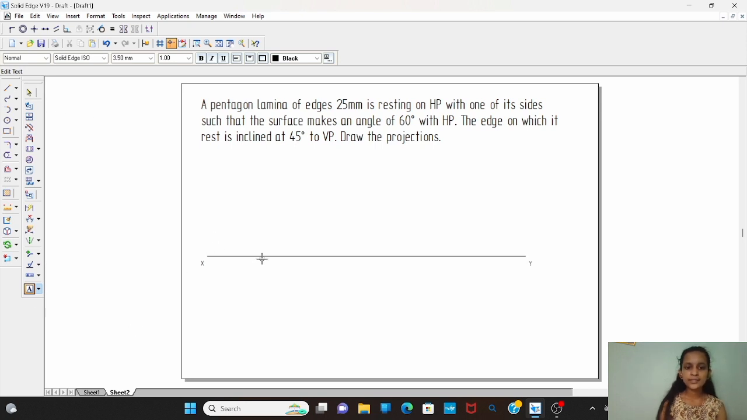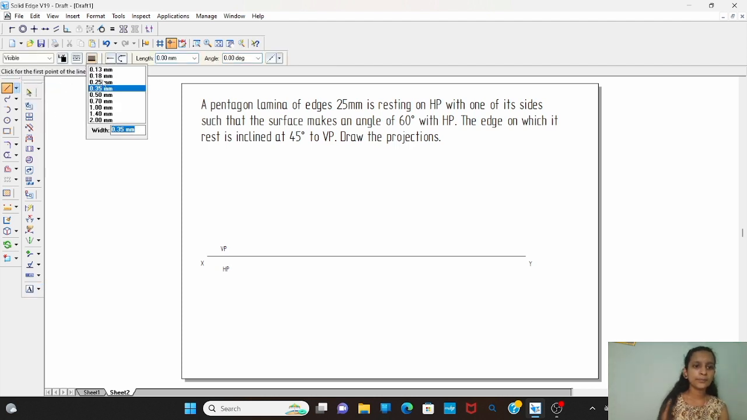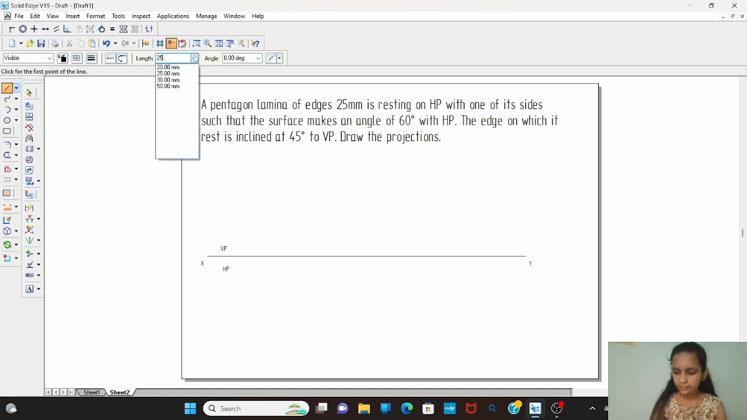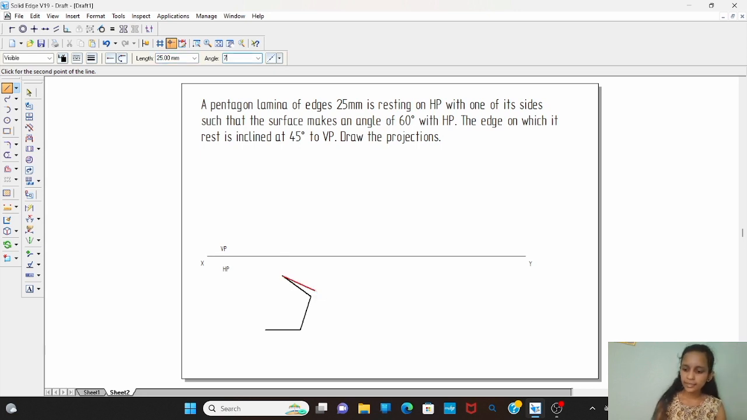Usually the projection of planes is considered in first quadrant. So in first quadrant, the vertical plane lies above the XY line, whereas the horizontal plane lies below the XY line. Let me draw one pentagon of thickness 0.50 mm, of length 25 and the initial angle is 0 degree, and the length is 25 and the outer angle of the pentagon is 72. Length 25 and the angle is 72 into 2. Length 25 and the angle is 72 into 3, 25 and 72 into 4. Let me select the whole pentagon.